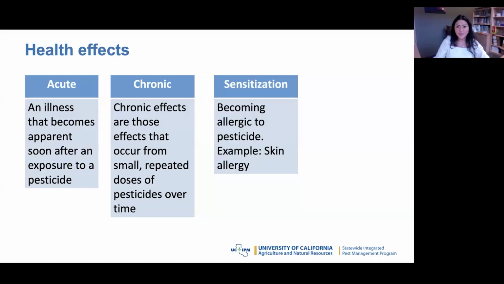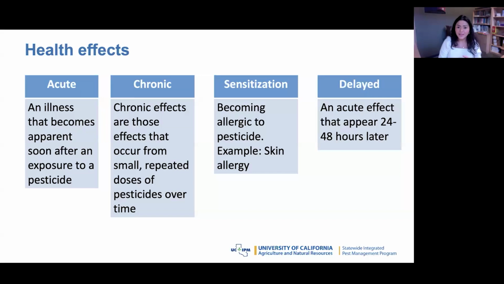There is also another term that people need to be aware of when it comes to health effects and pesticides. It's known as sensitization. I have a hard time pronouncing that word. It's a little hard to say in one run, but this pretty much means that a person can become allergic to a pesticide. Maybe that person didn't present any acute signs or symptoms the first time they came into contact with it. But once they are exposed to that pesticide over time, they might have a reaction to it. And typically these are skin allergies, that sort of thing.